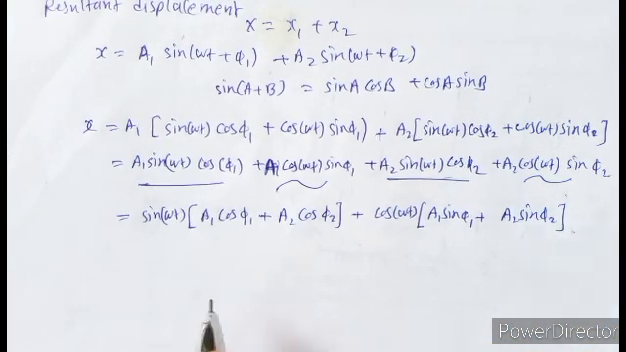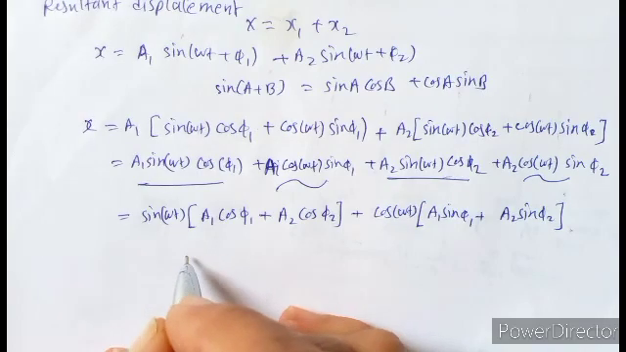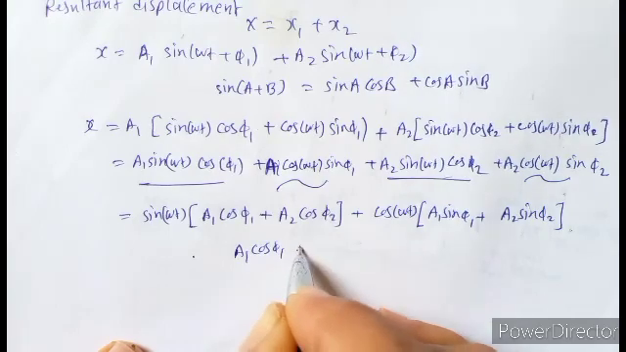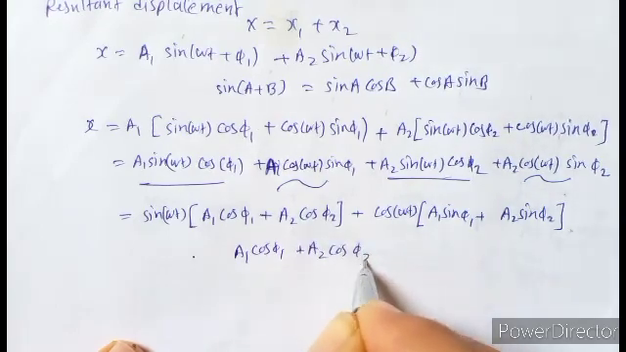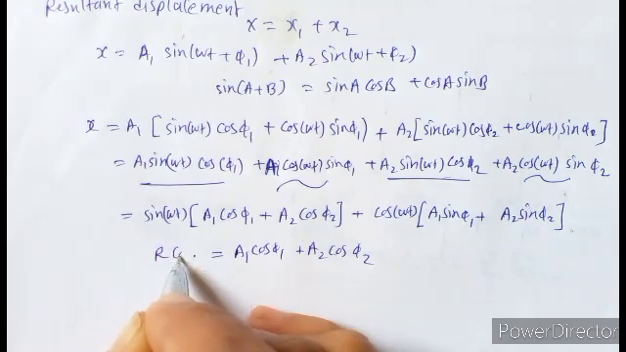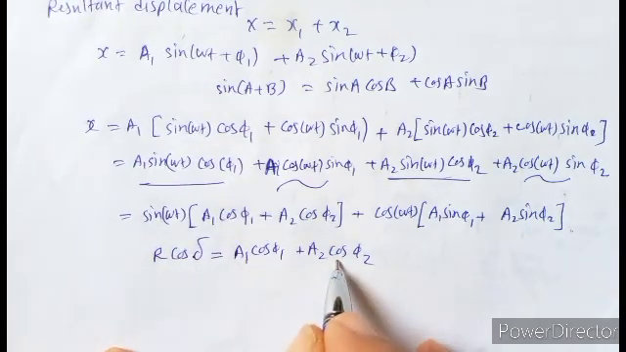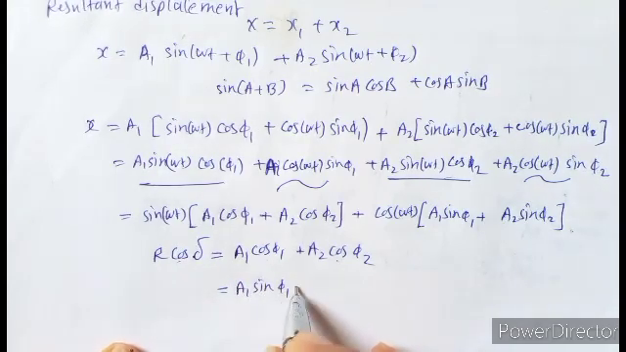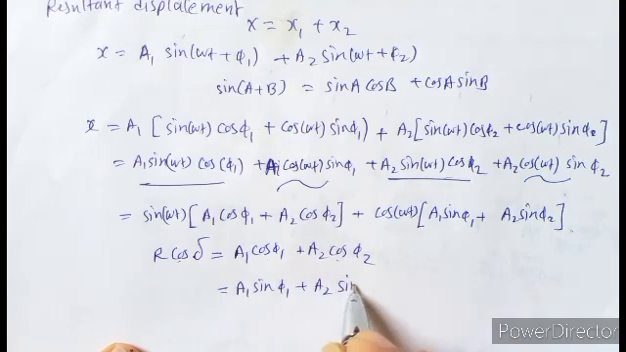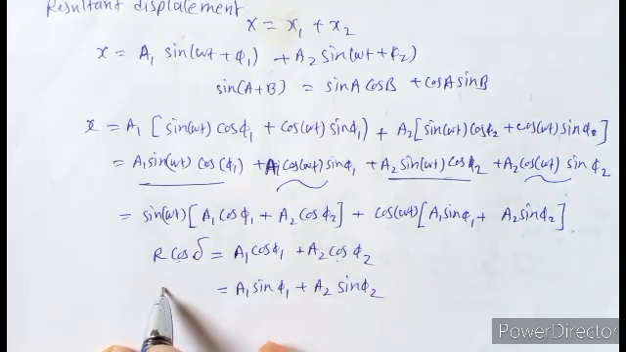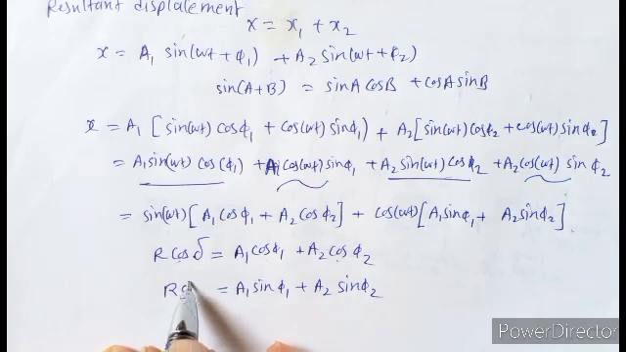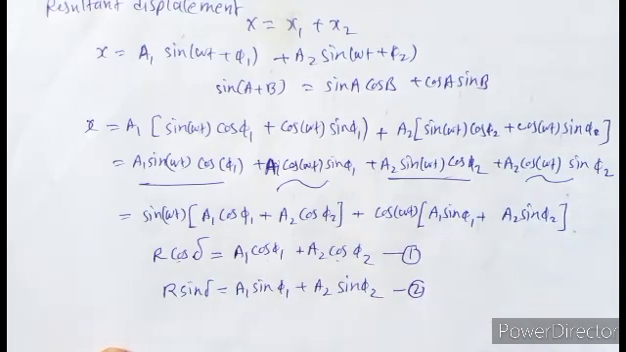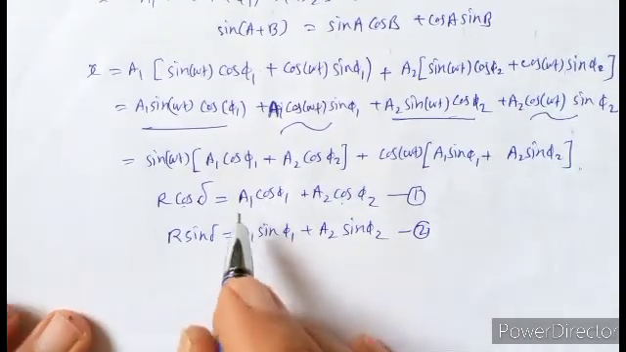For these two brackets we take some assumptions. Let a1 cos phi 1 plus a2 cos phi 2 be equal to r cos delta. Here both terms are cos, so we take cos. Second, a1 sin phi 1 plus a2 sin phi 2. Here sin is present in both the terms, so we take r sin delta. This is named equation 1, this is named equation 2. Substitute this value in the above equation.